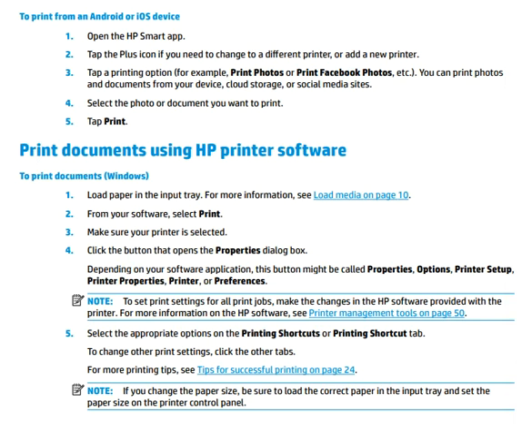Now we'll see the next procedure, to print documents using the HP printer software. To print documents in Windows devices, you need to follow these steps which are available on the screen. There are a total of 5 steps available to print documents in a Windows 10 device. So you can follow the same.